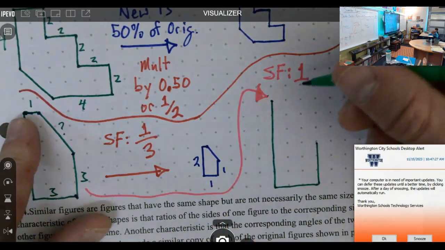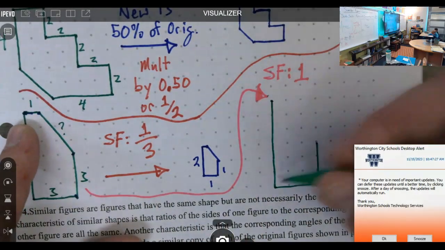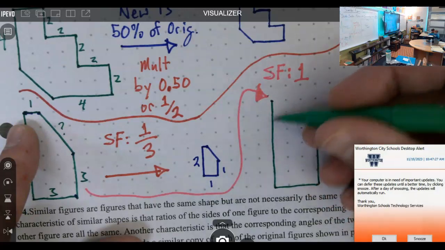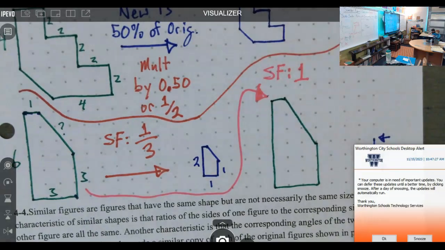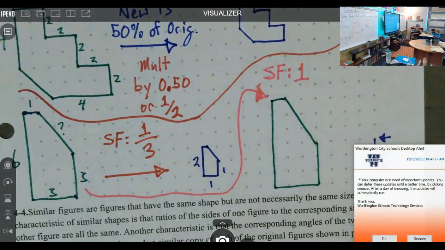Even including the 1? Did I go high enough? 1, 2, 3, 4, 5, 6. Yes, I did. I will get the same shape if I do a scale factor of 1.